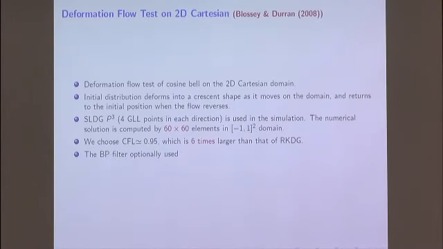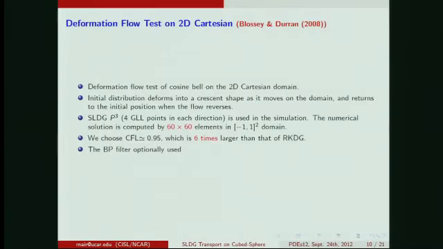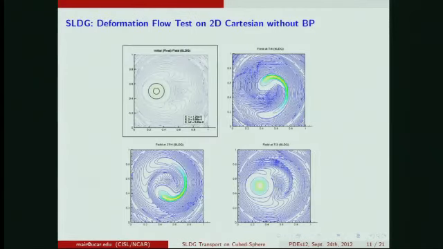Now I am going to some test results. The first one is a new test by Blossey and Durran. This is a very interesting test. It is a deformation flow test of a cosine bell, or a cosine distribution, on a 2D Cartesian domain. The initial distribution deforms into a crescent shape and comes back to its original form. The final analytic solution is known at the final stage. I use 60 by 60 elements, with a CFL of 0.95. I could have gone to CFL 2 or 3, but this is my interest, which is 6 times larger than the maximum time step permitted by the RKDG method. The BP filter, the monotonicity filter, is used.